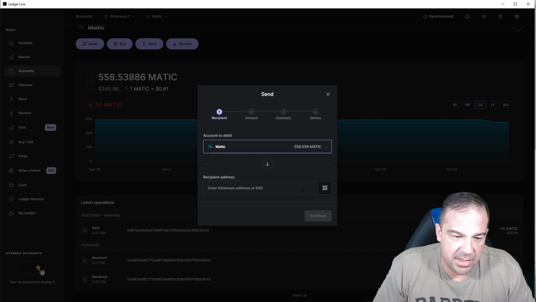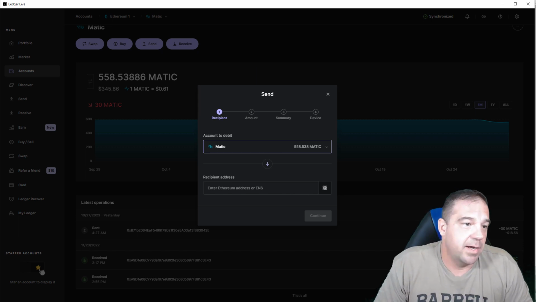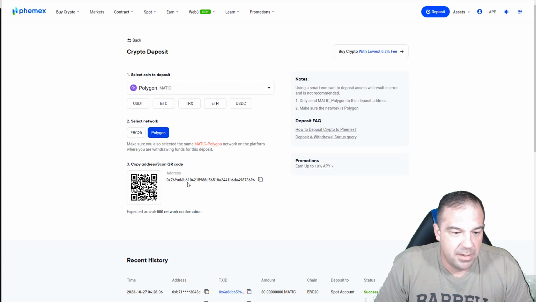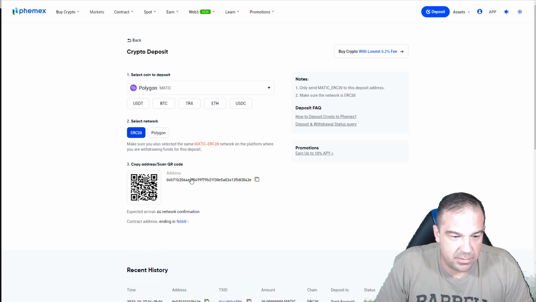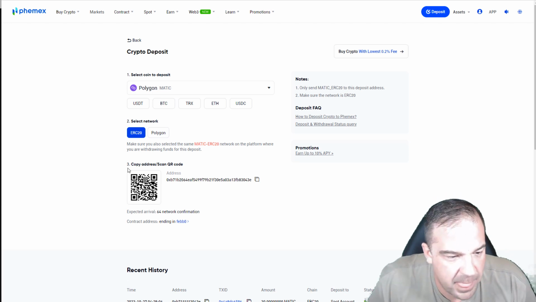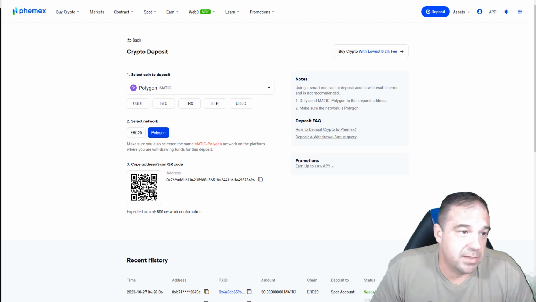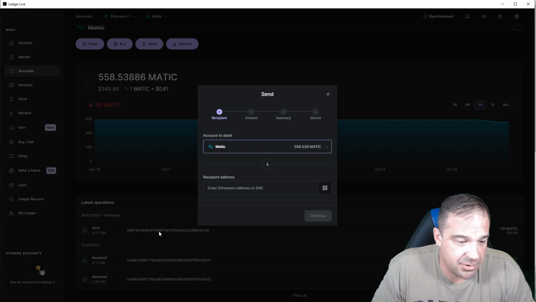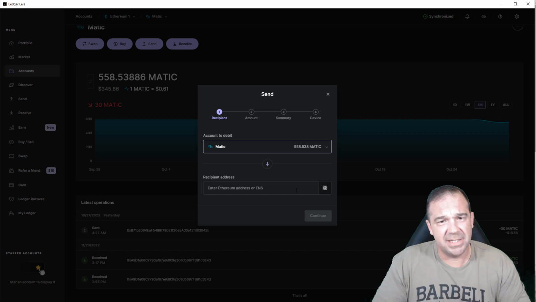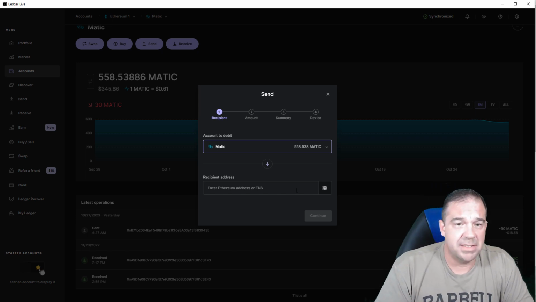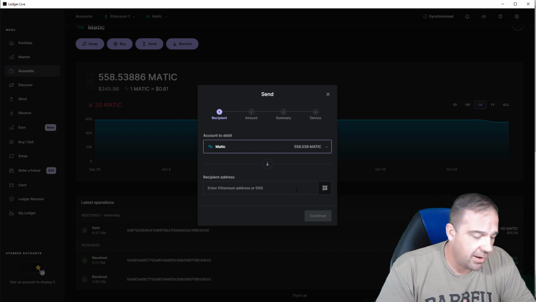I know that it has to be the Ethereum network, right? So when I come over to here, I know I'm going to pick this ERC20. You go Polygon, notice how this changes. And ERC20, notice how this changes, right? So if I click this Polygon and I copy this address and I come over to my Ledger, put that address in, it looks like the correct address, and it's going to send it, and it's not going to go anywhere. And how do I know this?